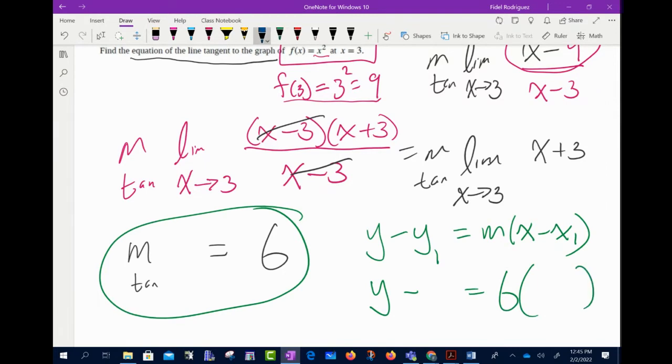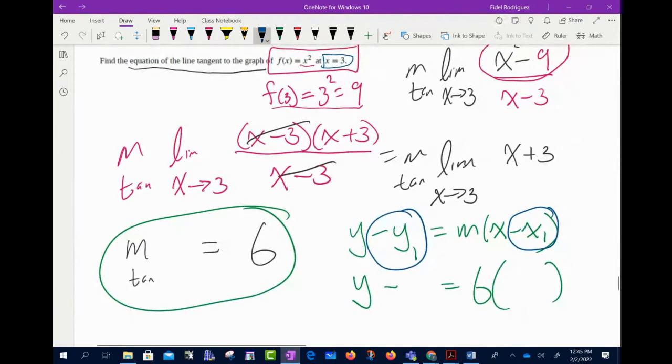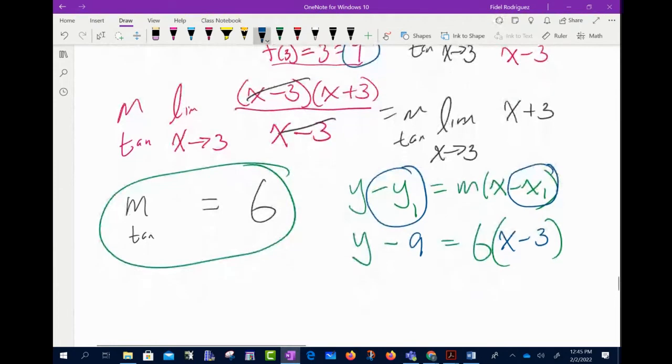Now, the values that we still need to label are the x1 and the y1, okay? Well, the x1 is given to me right here, y'all. Remember, we were doing this at x equal to what value? Okay, so the x1 is going to be 3. The y1 is when we evaluated that function at 3, and we ended up with 9, didn't we?